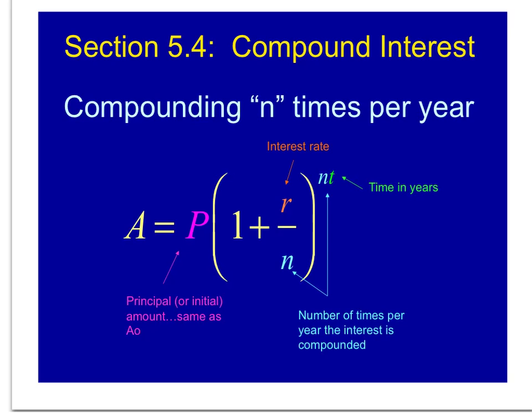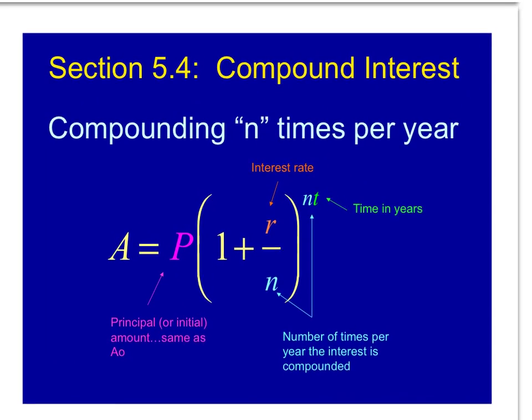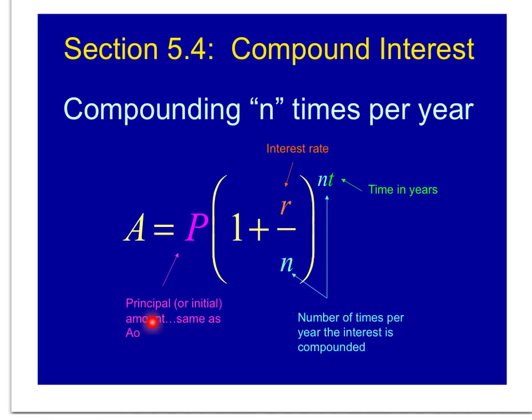Your A is still the same as it has been. P is taking the place of A0. You'll see here it says it takes the place of A0. So that's the same function. It's just your initial amount. Other things that stay the same are R is still the interest rate and our T is still time.